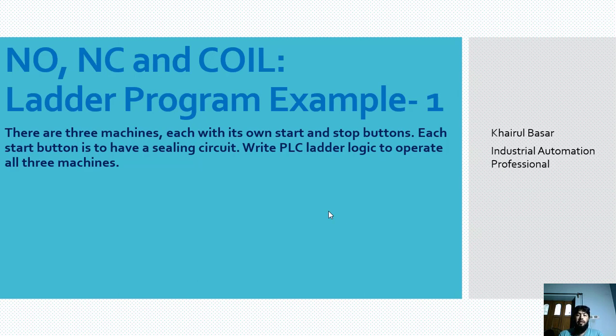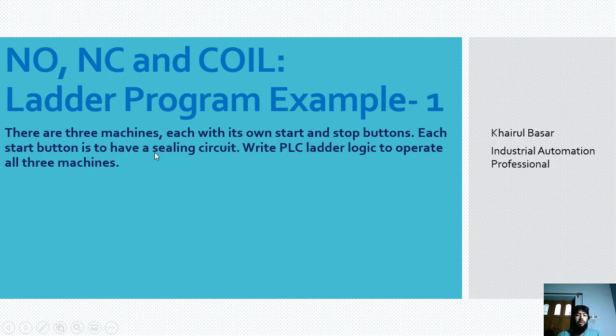Now in this example we have a problem, and the problem description is like this. There are three machines, each with its own start and stop buttons. Each start button is to have a sealing circuit. Write a PLC ladder logic program to operate all three machines.